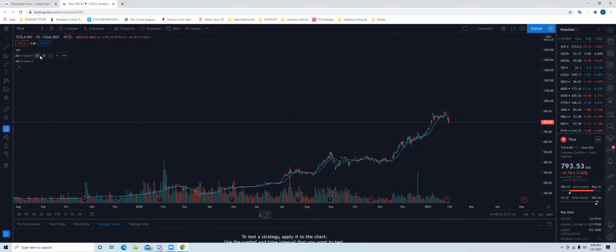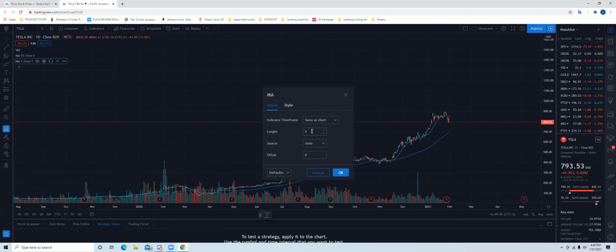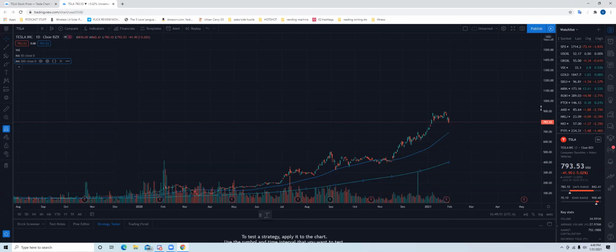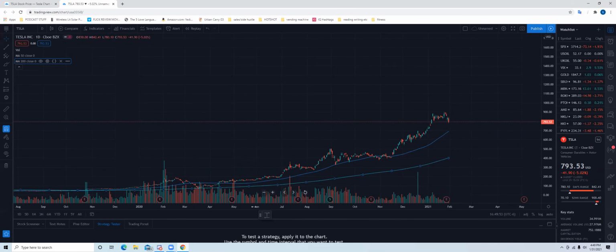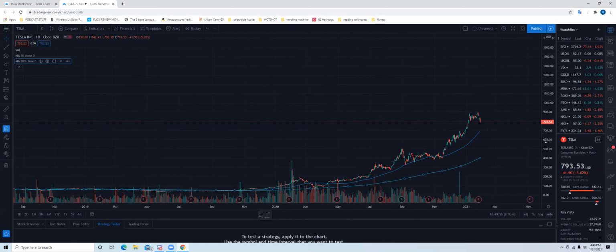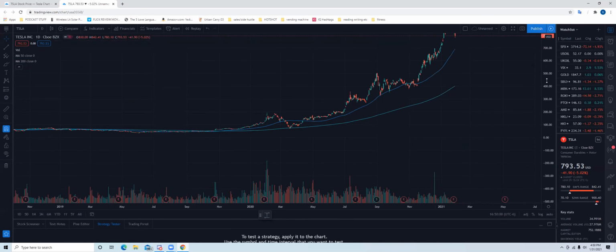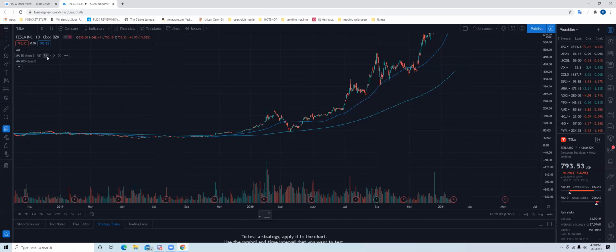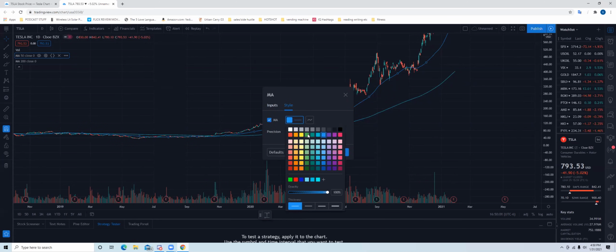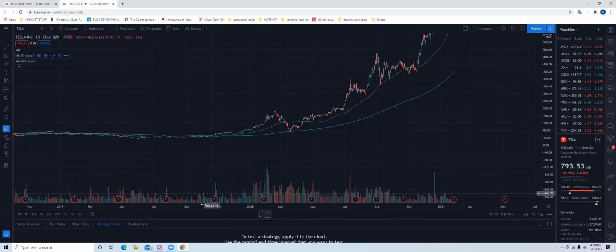So let me set these up. 50, 200. So those are the 50 and the 200 SMA. I need to set the colors. Let me set this one to green, so y'all can definitely see the difference.